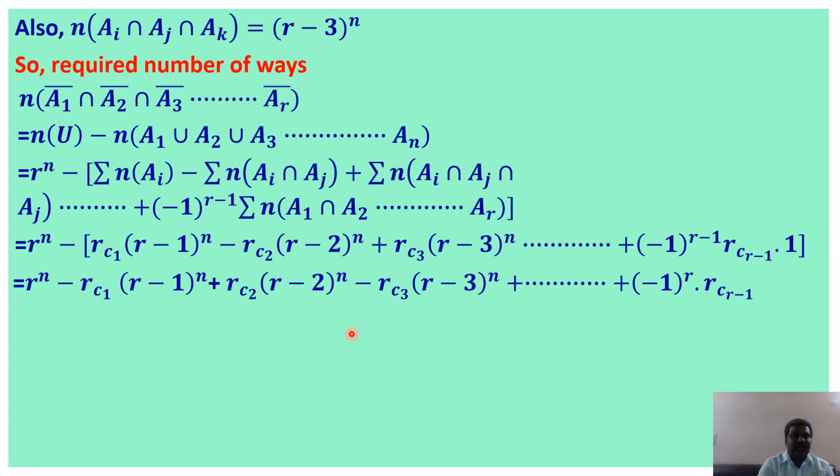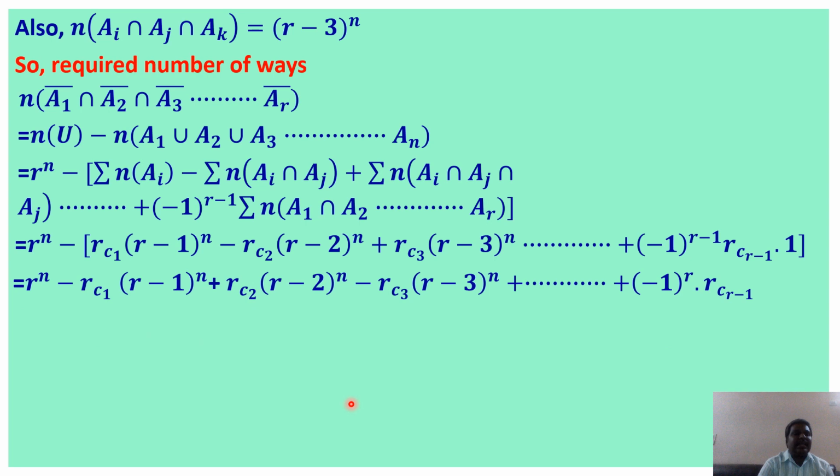This is also equivalent to the number of onto functions from set A to B, where A contains n elements and B contains r elements. Onto function means range equals codomain, because every element of the codomain has at least one pre-image. That is why no element should be empty, I mean no element doesn't have a pre-image. That means every element has at least one pre-image. That is why this is the number of onto functions.